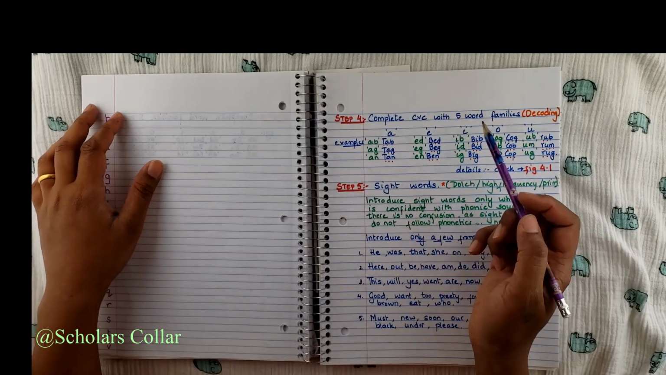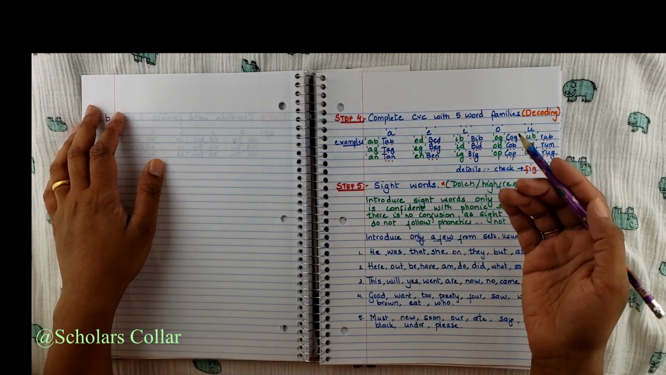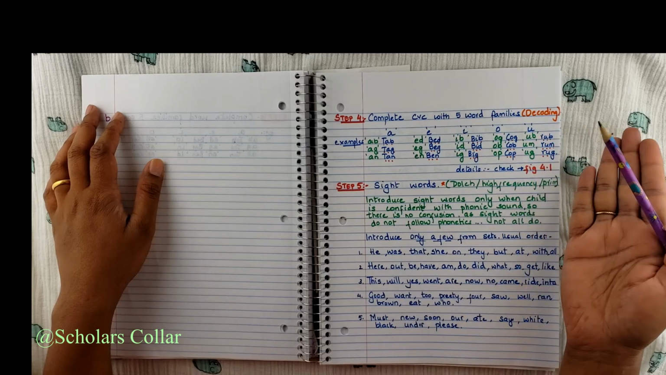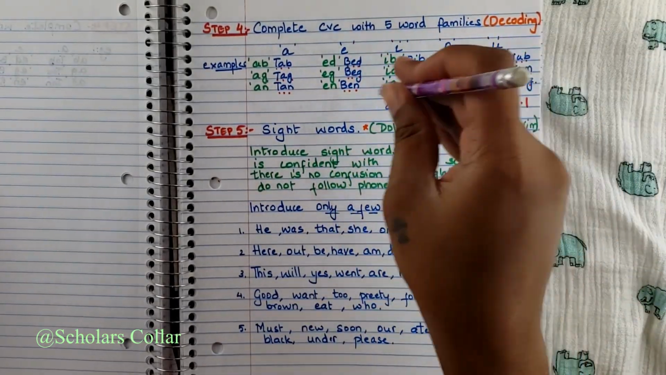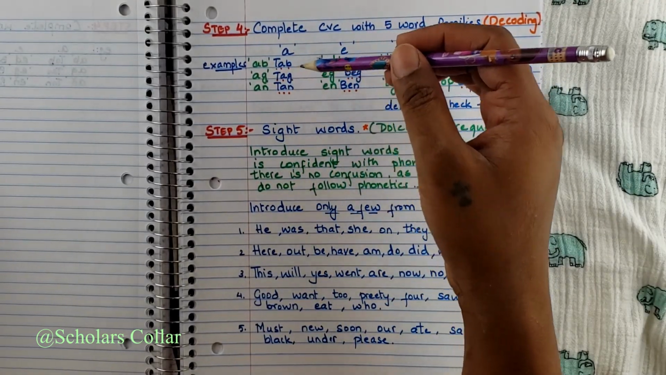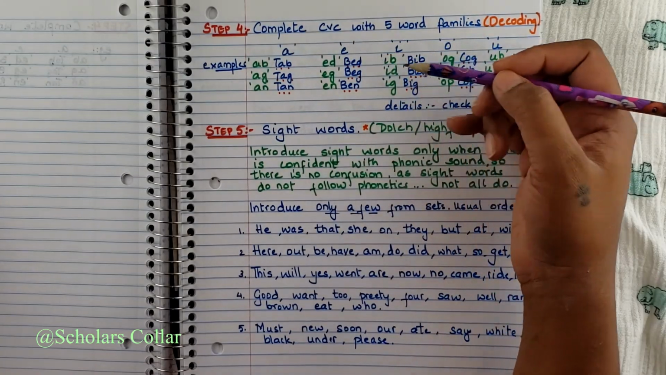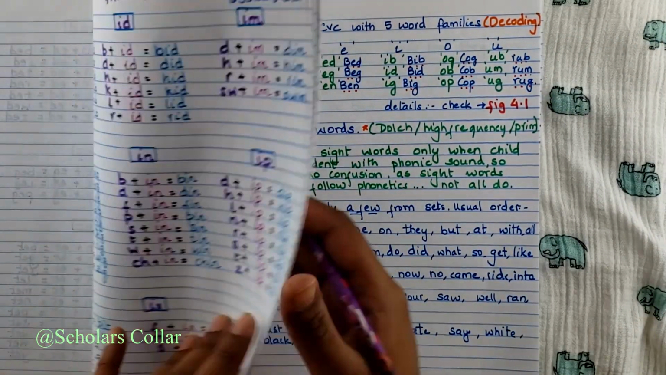Step 4. So in step 4, we are completing the CVC word families. And this is called decoding. Also decoding, because now your child is able to break each alphabet and produce a new word with it. Tab, tag. So this is the family, family, family. So let me show you the example.